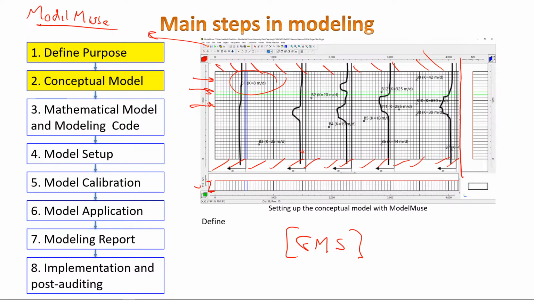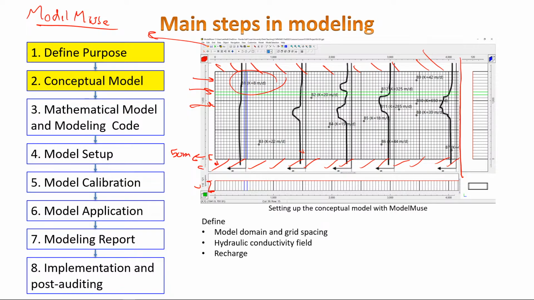So I build a conceptual model, and after you build a conceptual model, you describe it mathematically. So what will my conceptual model include? It will include the model domain and the grid spacing. So this is the model domain. The grid spacing here is 50 meters by 50 meters. The grid spacing along the river, because I want to discretize it smaller, is 10 meters by 50 meters. So it is 10 meters here and 50 meters in this direction.